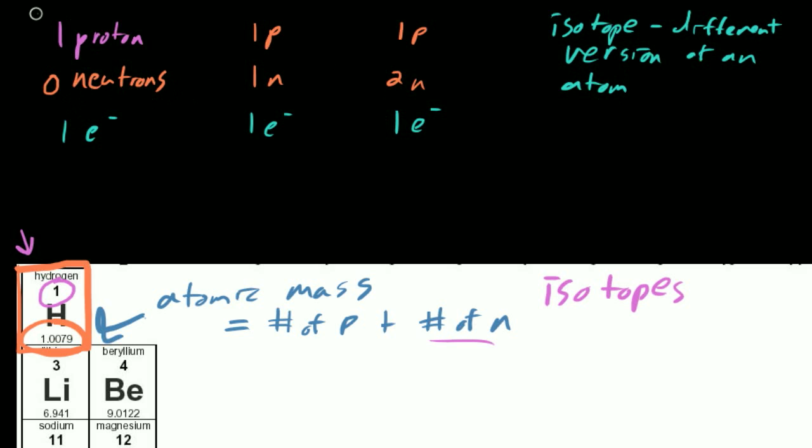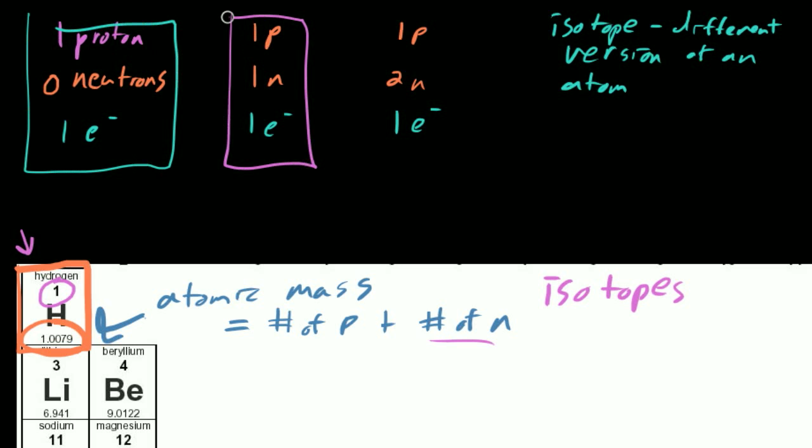So if we see an atom that has one proton, by definition we're always going to be looking at hydrogen. But if we have two different atoms that we're comparing and they each have one proton, one has 0 neutrons, and the other has 1 proton, 1 neutron, and 1 electron, then these are different isotopes of hydrogen.